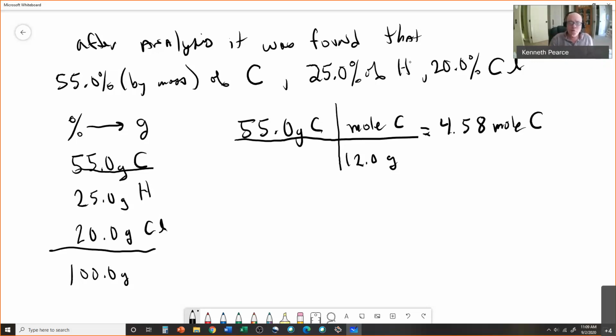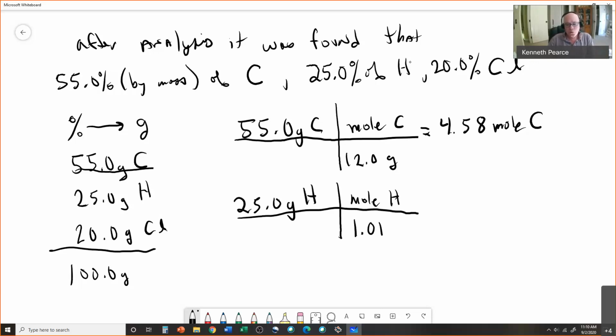Okay, and so the second thing we're going to do here is we're going to go ahead and do hydrogen. We say 25.0 grams hydrogen. We'll draw a line, draw another line. These are all dimensional analysis problems, they really are. And we're going to say from our periodic table that a mole of hydrogen is 1.01 grams hydrogen.